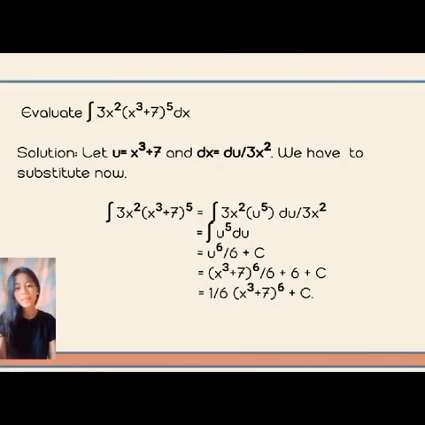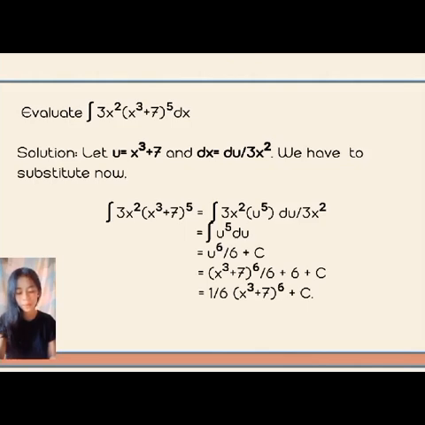So for example, given the integral of 3x squared multiplied to the quantity of x cubed plus 7 raised to 5 dx. So in this example, we have x cubed plus 7 raised to a certain exponent. Therefore, the value of u is equal to x cubed plus 7, then du, that is the derivative of x cubed plus 7, that is 3x squared dx. So let us divide both sides by 3x squared, then dx will be du over 3x squared. So let us have the antiderivative of 3x squared, then x cubed plus 7 will be u raised to 5 and dx will be du over 3x squared.